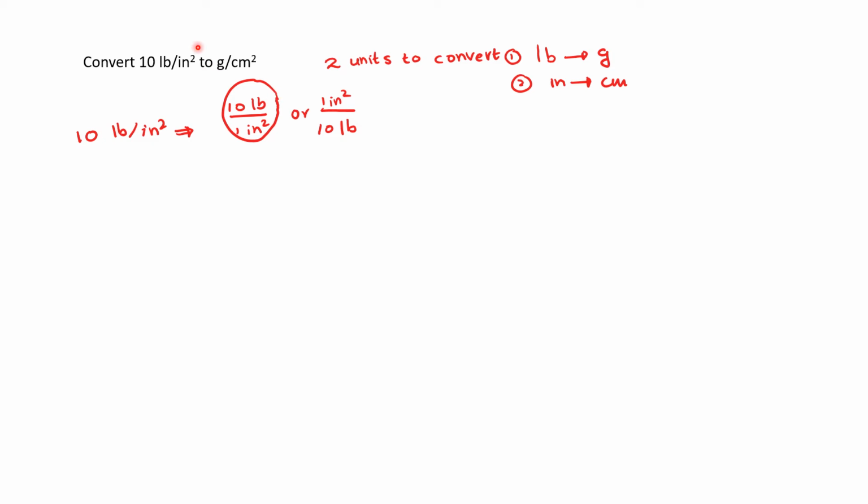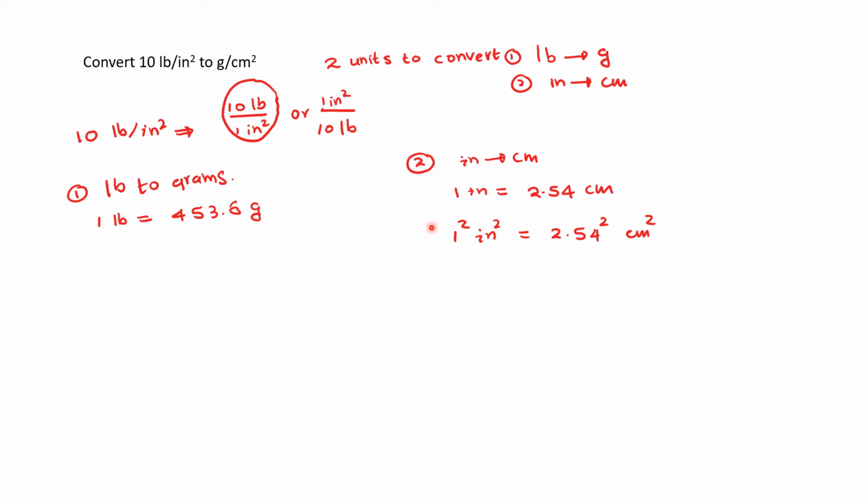First we are going to take this starting point and write down two fractions. You can write pounds in numerator and inch square in denominator, or you can write square inch in numerator and pounds in denominator. Next we are going to convert pounds to grams. So this is the relationship of units we are going to use. 1 pound equals 453.6 grams.